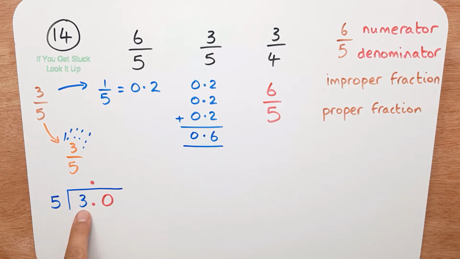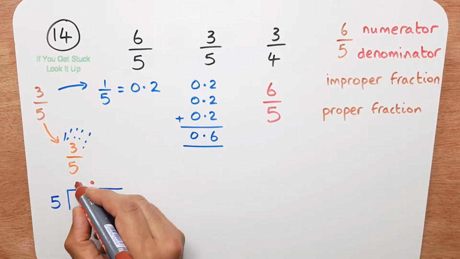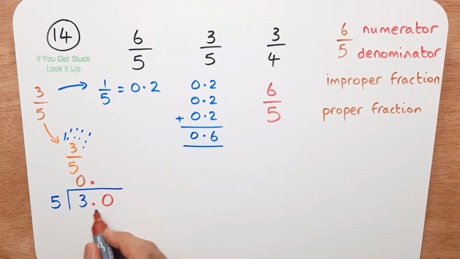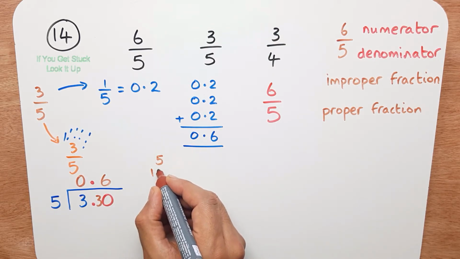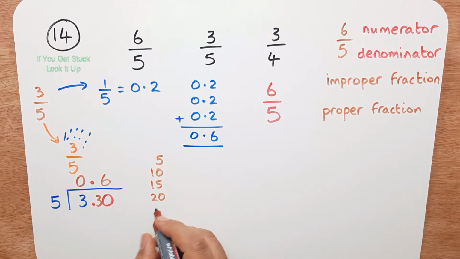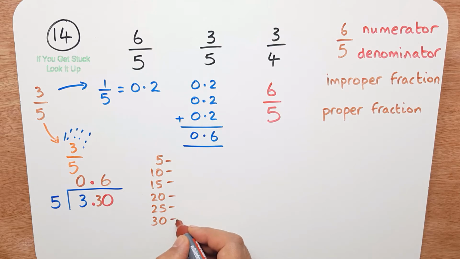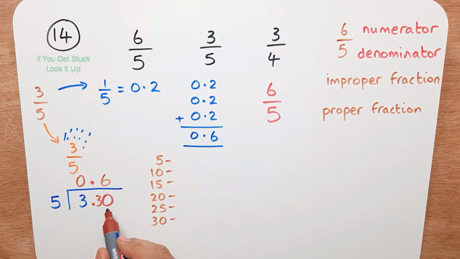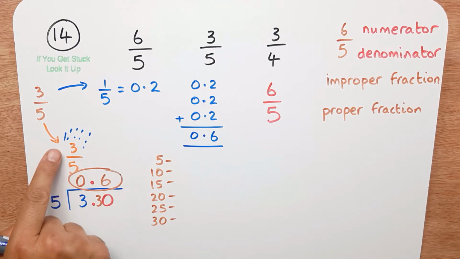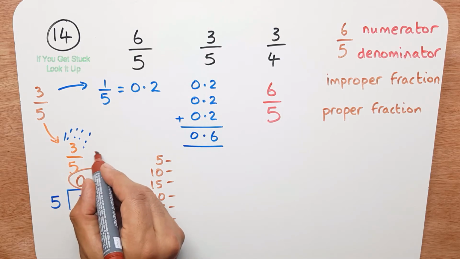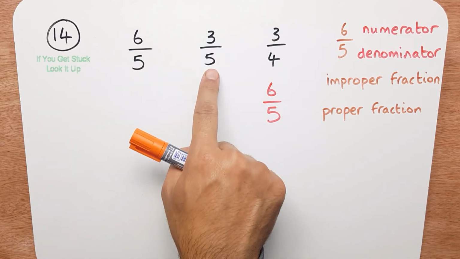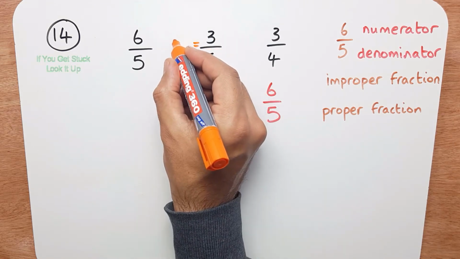Now how many 5s are there in 3? There's none. So put a 0 there, and this 3 I carry over. So now this 0 has become 30. How many 5s are there in 30? There's 6. So let me do my 5 times tables quickly. 5, 10, 15, 20, 25, and 30. So I have 1, 2, 3, 4, 5, 6. So that's where that 6 comes from. Because I've got no remainders, I can stop. So I now know 3/5 as a decimal is 0.6. So let me write that here.